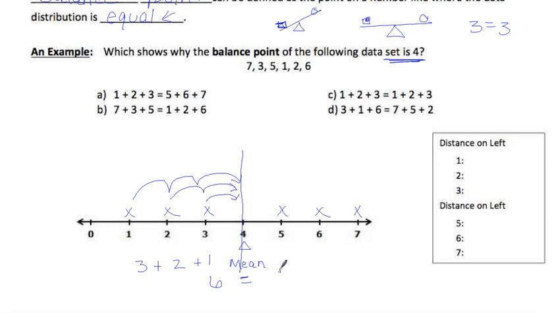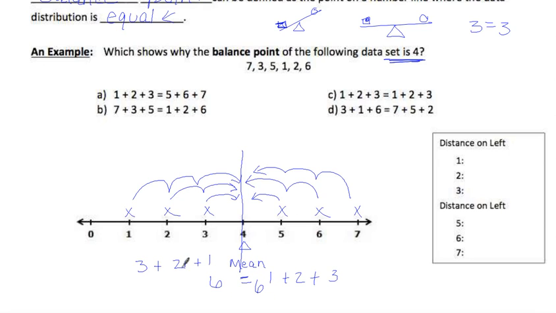We want to make it equal on both sides, just like we did with equations. So the 5 is 1 space away. The 6 is 2 spaces away. And the 7 is 3 spaces away. Add them all together. Find out what the weight is. 1 plus 2 is 3. 3 plus 3 is 6. So 6 is equal to 6.